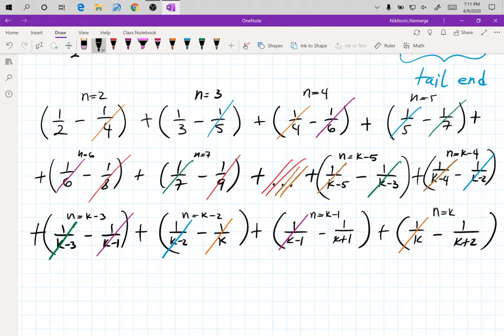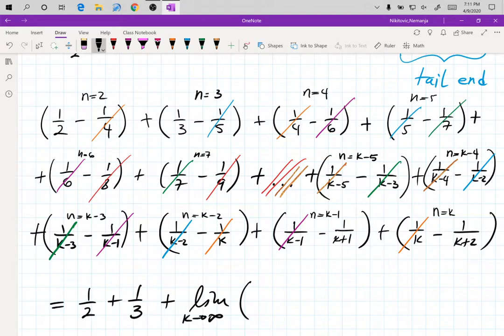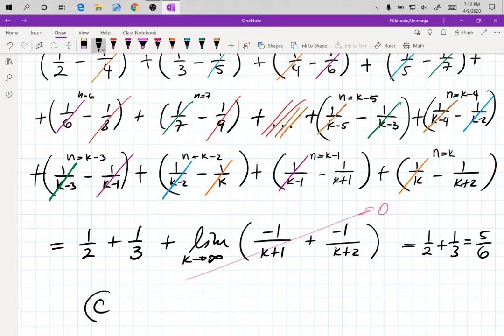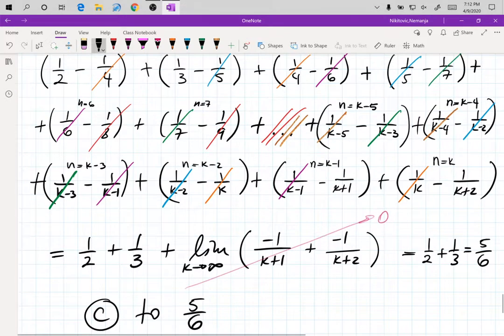What is left after all of this mess? What is left? 1/2 plus 1/3 plus the limit as k goes to infinity of negative 1 over k plus 1 plus negative 1 over k plus 2. Now, when you divide 1 by infinity, you get 0. So in this case, you have to take that limit, right? It's not just, oh, I memorized it because the example said so. No. In this case, the limit goes to 0. Therefore, all we are left with is 1/2 plus 1/3, and that gives us 5 over 6. So it converges to 5 over 6, because we just computed the sum.